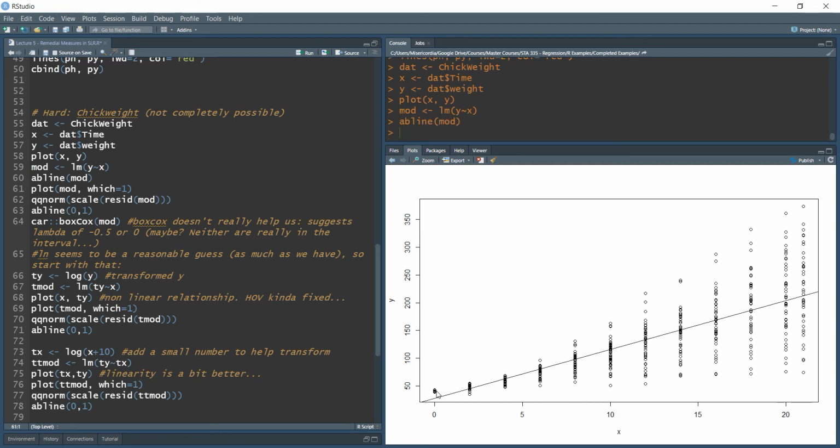So we'll go on and fit our model here. Linearity looks roughly fine. It's really the homogeneity of variance. We might have a little bit of an upward slope here that this isn't quite getting.